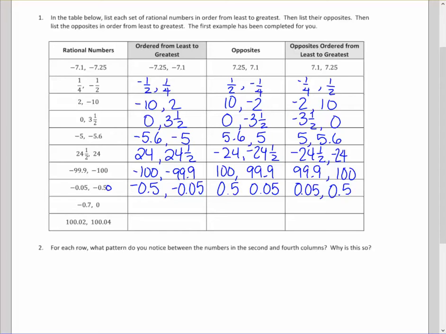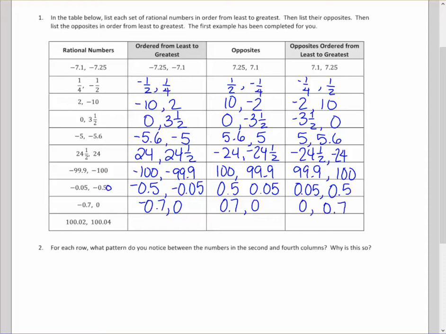All right, so we have a negative number and 0. So a negative number is less than 0. We know that, so that was easy. The opposites would be positive 7/10. The opposite of 0, again, is 0. And ordered least to greatest, it would be 0, comma, 7/10.